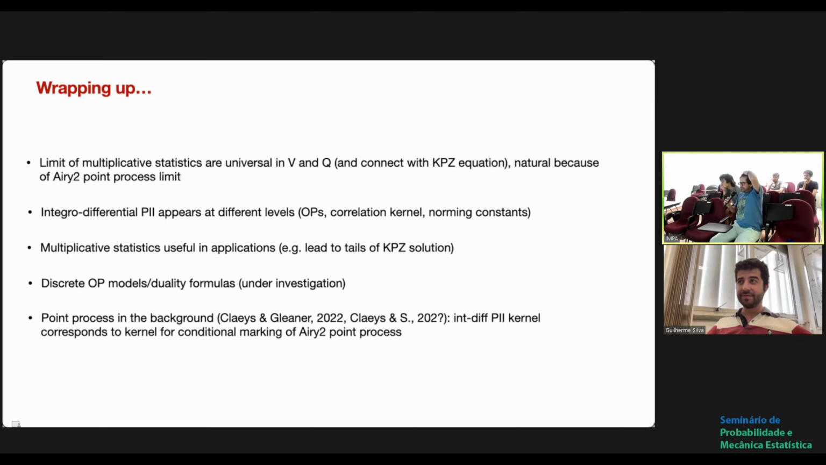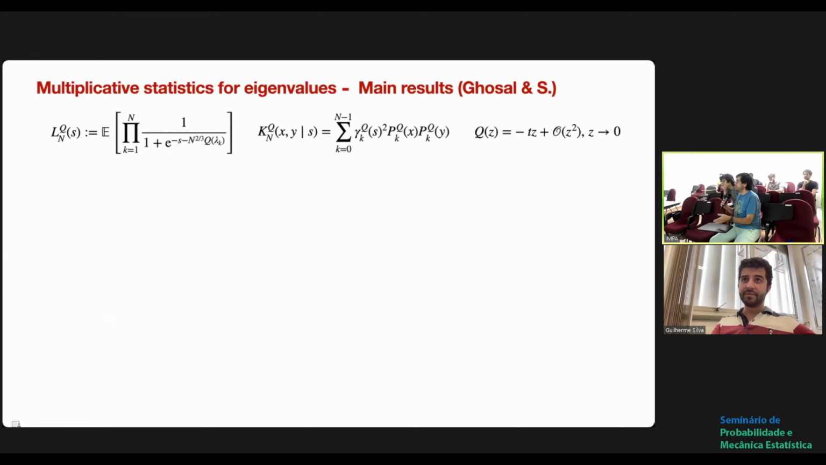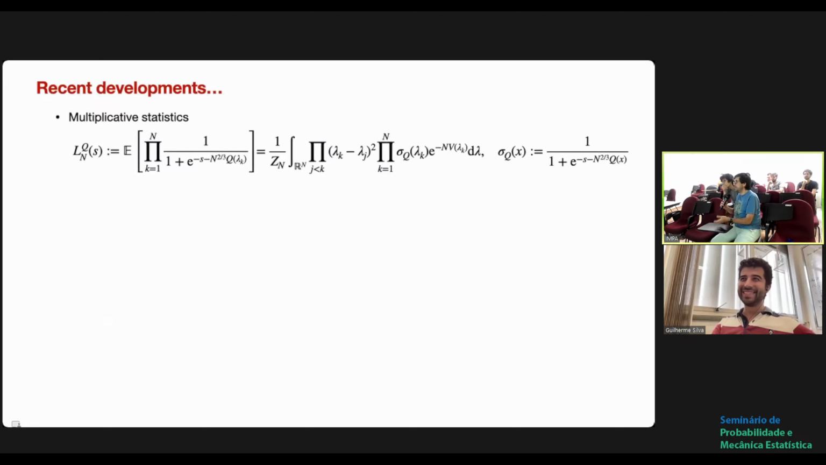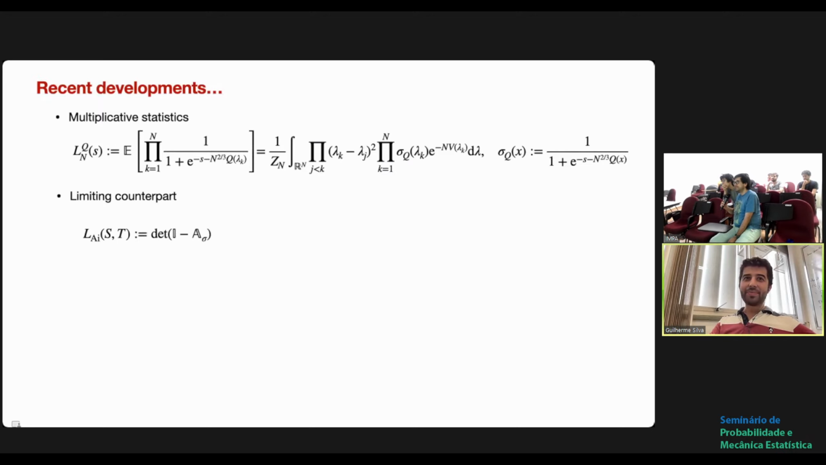There is something that escapes me a little bit, which is that of course in the KPZ equation there is time. And here you are tempted to say that your eigenvalues are somehow evolving in time as well, but I don't know if there is such an interpretation. You are absolutely right.